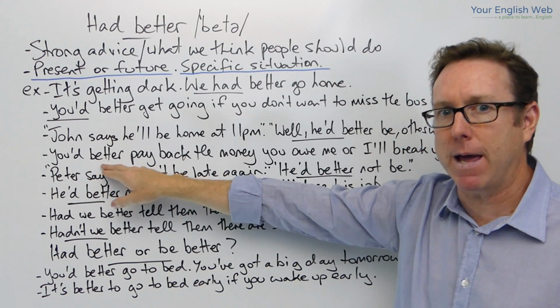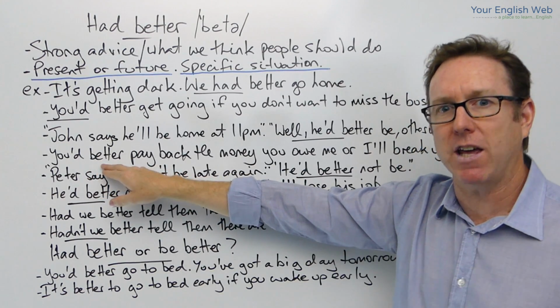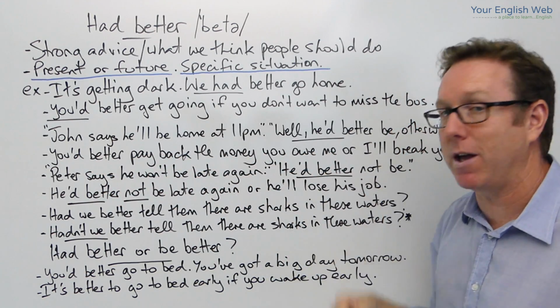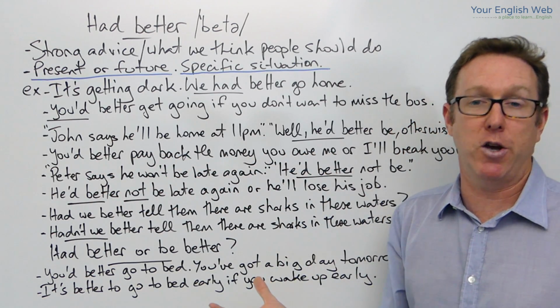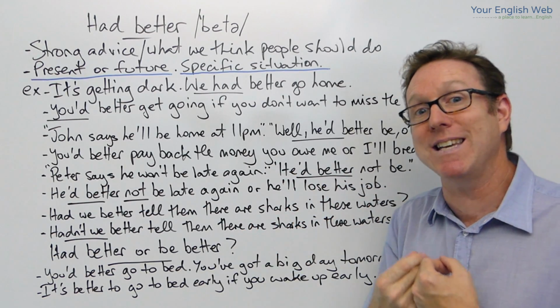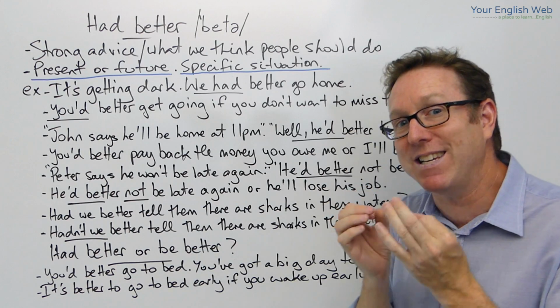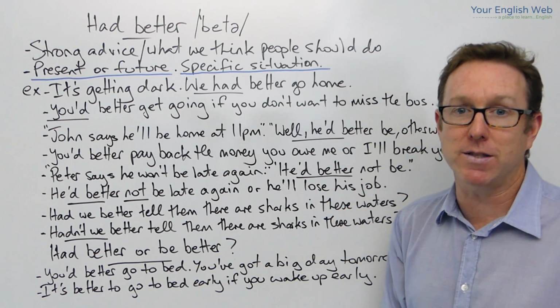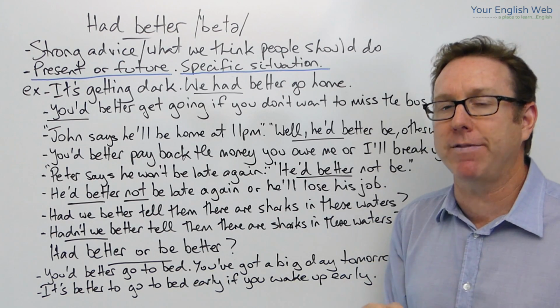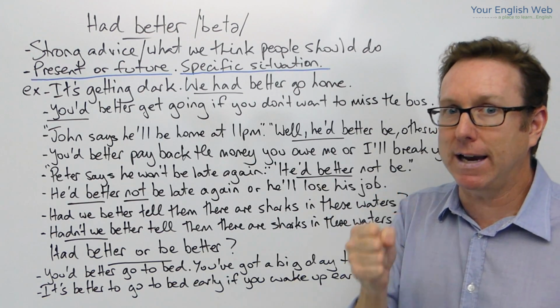So you'd better pay back that money, mate, or I'll break your legs, okay? You'd better pay back the money you owe me or I'll break your legs. Now, nobody owes me money, so I'm just speaking hypothetically, of course, but you can see here that there is a threatening tone to my voice. There is a threatening tone to the sentence. You'd better pay back that money or I'll break your legs, okay?